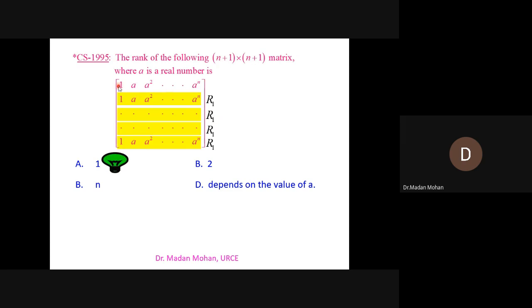What is the rank of this one? Anyone please? Can anyone tell the rank of this? 1. Rank is 1. Very good. Because? Independence. Others are dependent. Right. Very good. It is R1 only. Delete. Dependent, delete. Dependent, delete. You remain with only one row. It is independent. That's why rank is 1. It seems to be a very big problem, but once you know the definition, it becomes very easy. Dependent, delete.